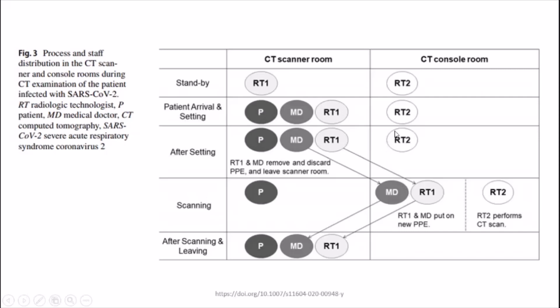Then technologist number two will perform the scan. After that, before going back, they will change into new PPE and go back into the room to remove the patient from the table. Then the patient with the MD will leave, and the technologist will stand by waiting if there's another patient. Otherwise, the room is disinfected. For example, if we have a CT dedicated just for COVID-19 patients, of course disinfecting the machine is very important, but to rationalize the use of PPE, maybe this technologist will stay waiting in the room.